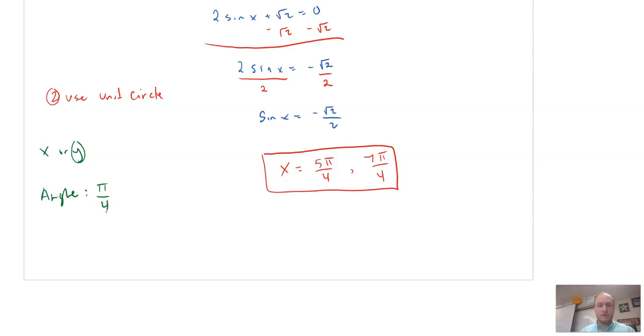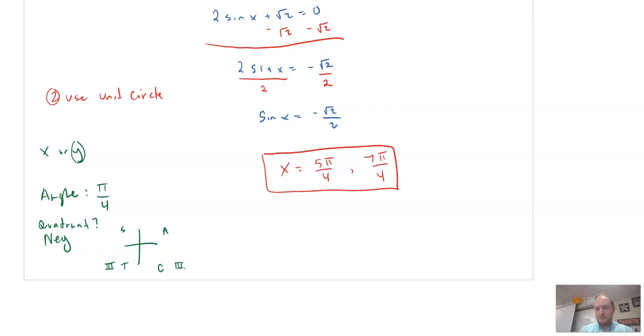Then I notice that this is negative. It's negative root 2 over 2. So I ask, what quadrant is sine negative? If you think about the acronym All Students Take Calculus, this tells you where everything is positive. So you'll note that sine is positive in quadrant 1 and 2. So it's going to be quadrant 3 and quadrant 4. All right, so that's how we get 5 pi over 4 and 7 pi over 4.